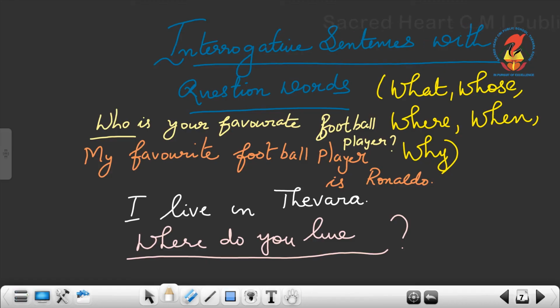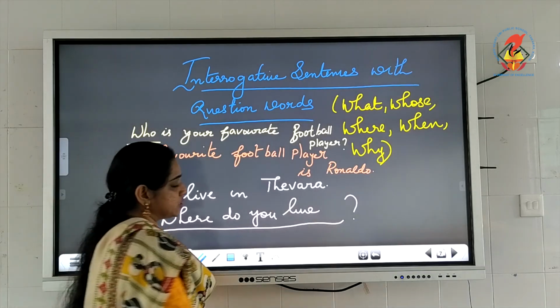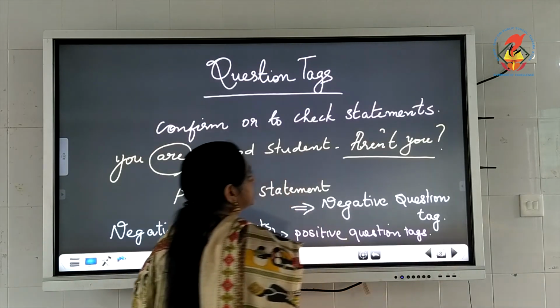See, my favorite football player is Ronaldo. So how can you make it a question? Who is your favorite football player? You can use the question word who in order to get the answer. Now, I live in Tevra. So which question word? Where do you live? So these are all very commonly spoken, is it? So it's a very easy topic, question words with WH.